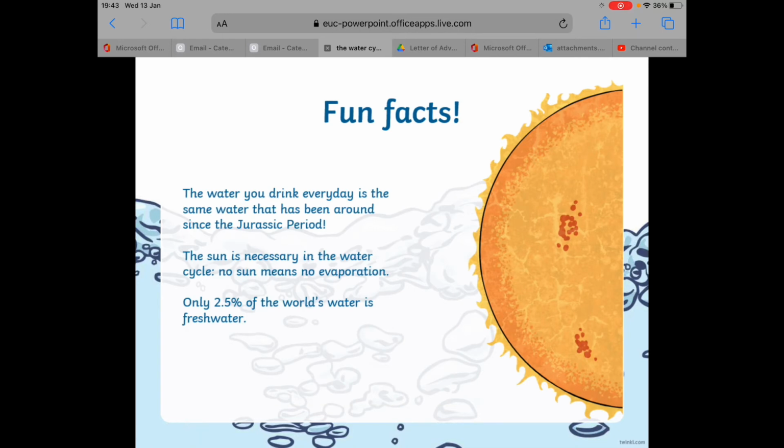Oh, fun facts. The water that you drink every day, believe it or not, is the same water that has been around since the Jurassic period. So it's essential that we save water and we don't waste water. The sun is completely necessary in the water cycle. No sun means no evaporation. And actually only 2.5% of the world's water is fresh water. Have a think what the rest of the water is on our planet.